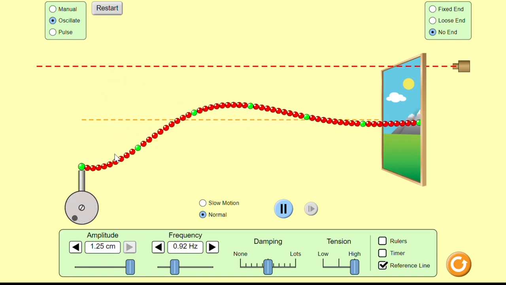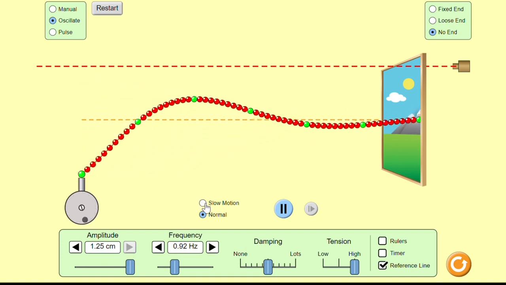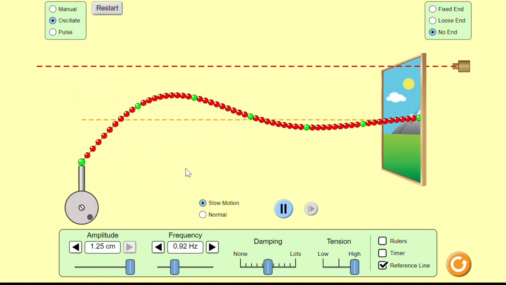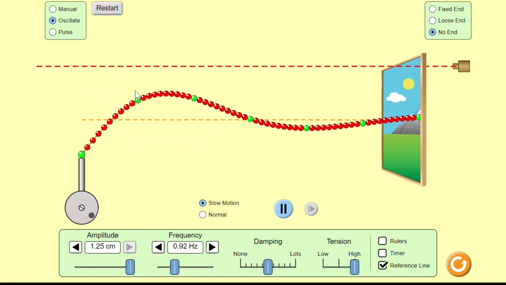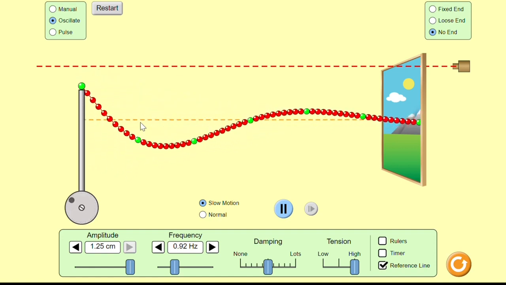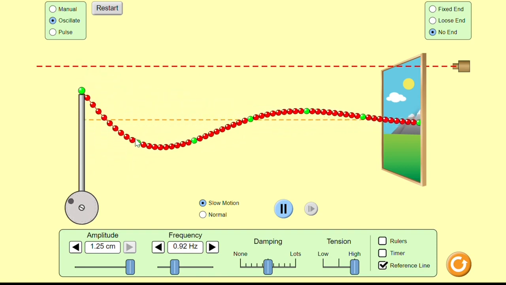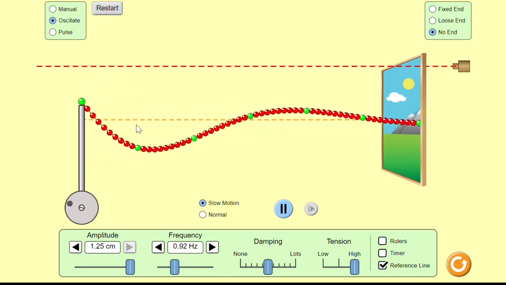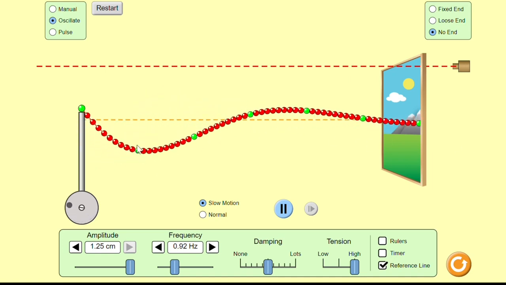So we're going to focus on these. Let's make it move a bit slow so that we can analyze with ease. Right now it's moving a bit slow. Let's focus on this green particle. Just take a look at it. The green particle is only moving down and up and down. The wave is still going to the right, but look at the green particle.